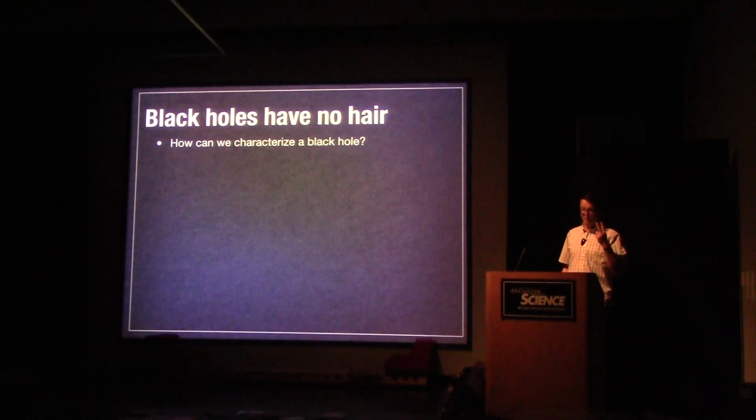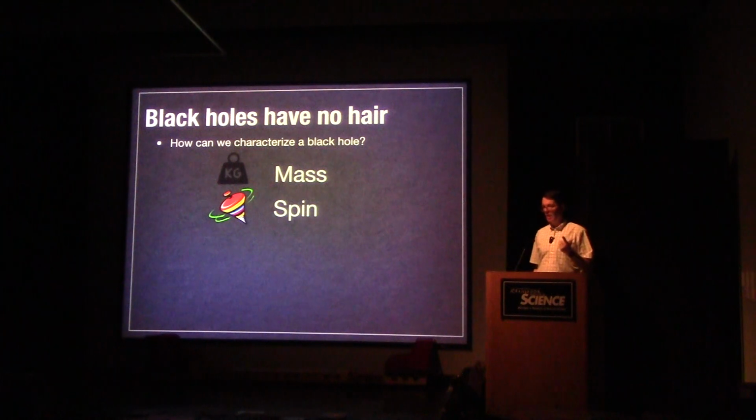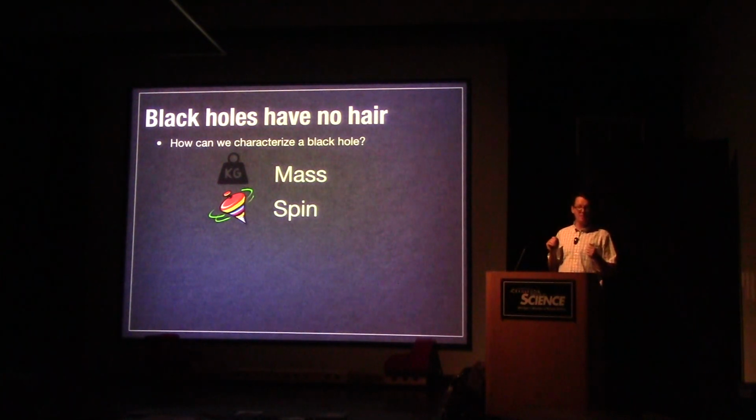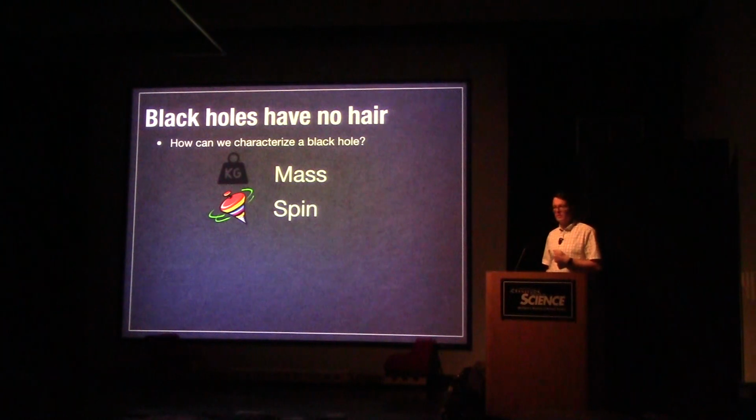Well, what do you need to characterize a black hole? You just need two things: the mass of the black hole and the spin of the black hole. Because, as you know, almost everything in space has some spin, some angular momentum, and so black holes end up having angular momentum.